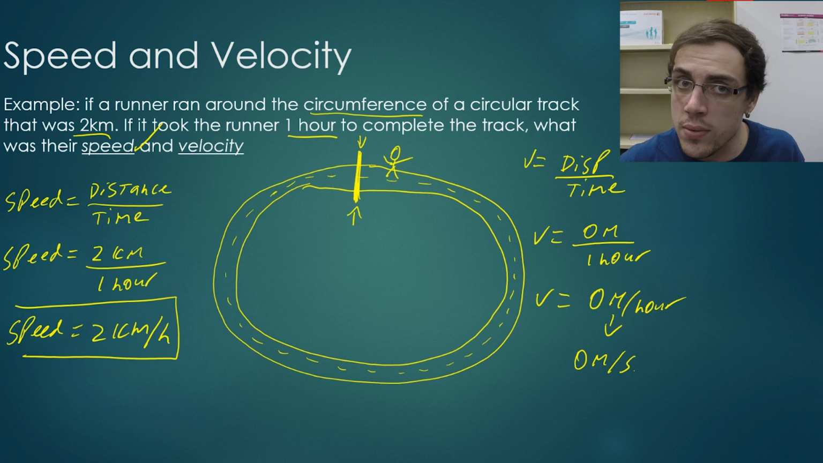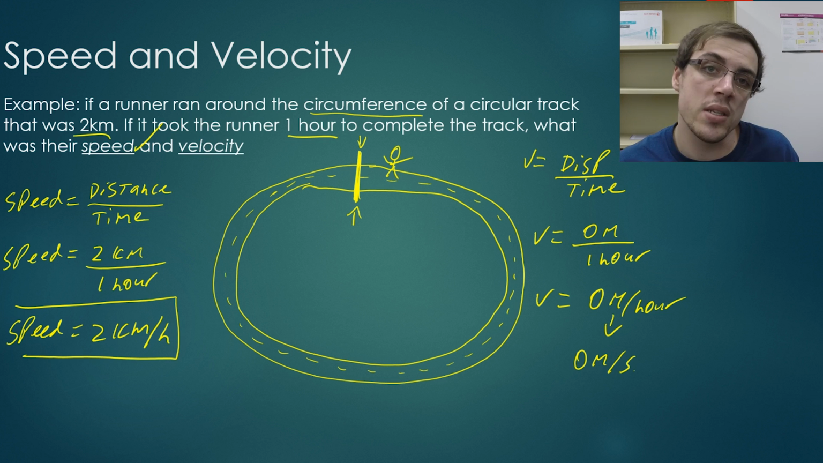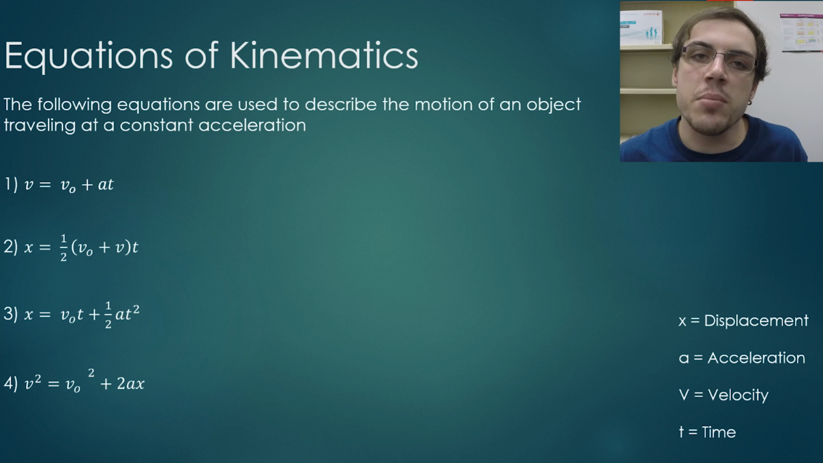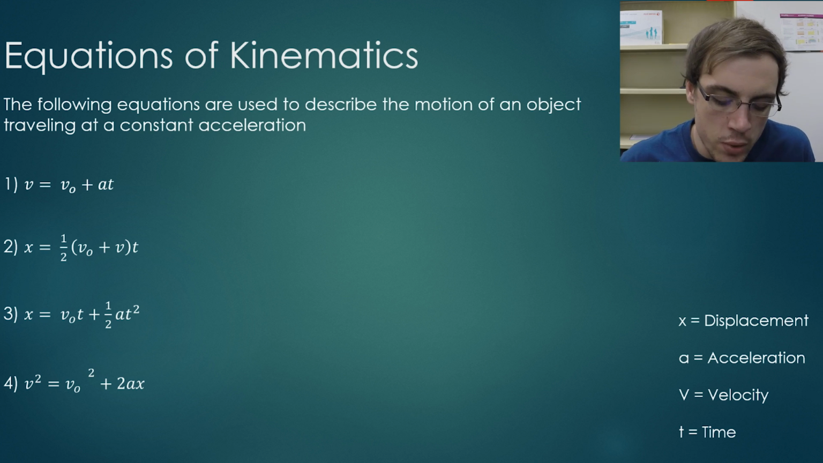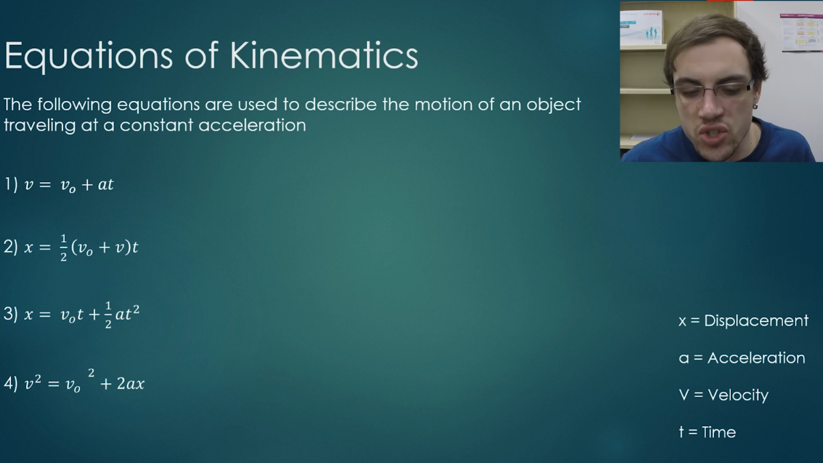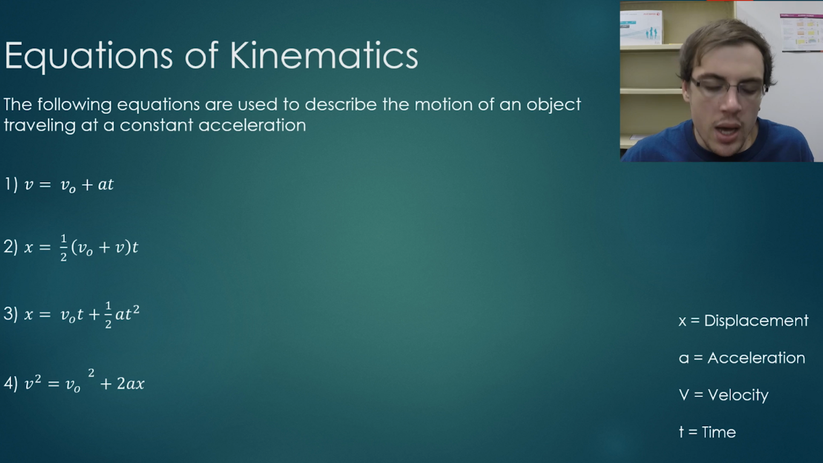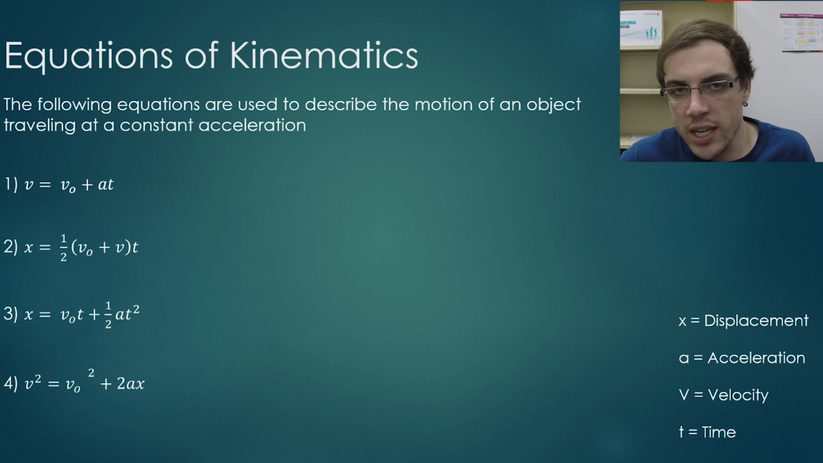So just ask yourself, if it's looking for raw speed, that's fine, because distance will always be a positive value. Displacement and velocity, however, because they're vectors, can be a little bit different because they can have positive and negative values based on their direction. So here we have some kinematic formulas. These equations are used to describe the motion of an object that is at a constant acceleration.